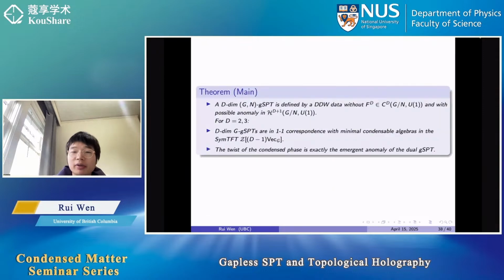Okay, here is the main result and main summary of this talk. A d-dimensional G/N gapless SPT is defined by decorated domain wall data without the FD term and also with possible anomaly of G/N. For d equals 2 and 3, I've proven that G-gapless SPTs are in one-to-one correspondence with minimal condensable algebras in the SymTFT. And the twist of the condensed phase is exactly the emergent anomaly of the dual gapless SPT.